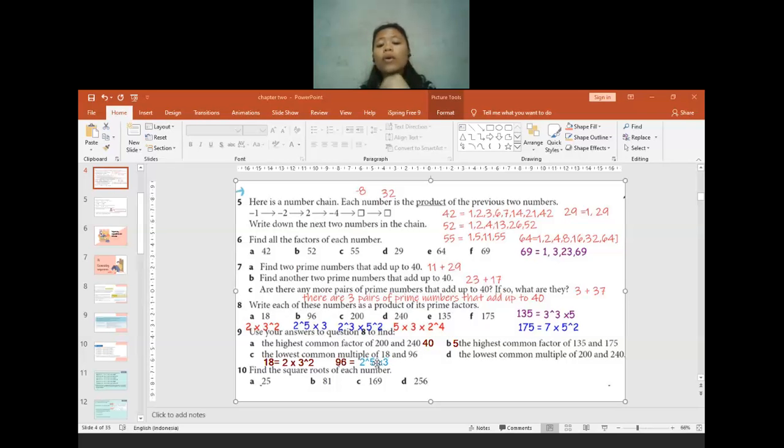Okay, so now when you are going to find the lowest common multiple, you need to take the number with the highest power. So for the number 2, there are two powers of 2, from 18 and also 96. Which 2 do I have to take? The 2 only, or the 2 to the power of 5, to find the LCM?